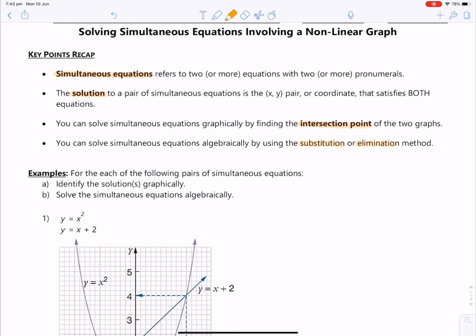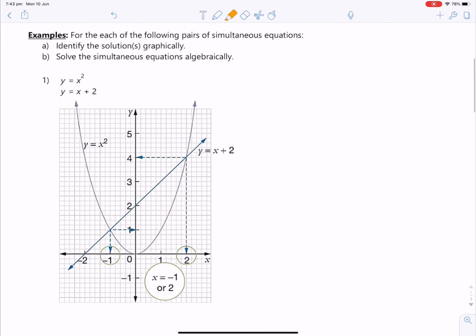If both of our equations are linear equations, we've learned that we can solve using the substitution method or the elimination method. Today, we're going to try to apply these now to solve systems of equations that involve some nonlinear graphs. So, for each of the examples below, we need to do two things. We need to identify the solutions graphically, and we need to solve the system of equations algebraically. Let's go ahead and look at the first question.